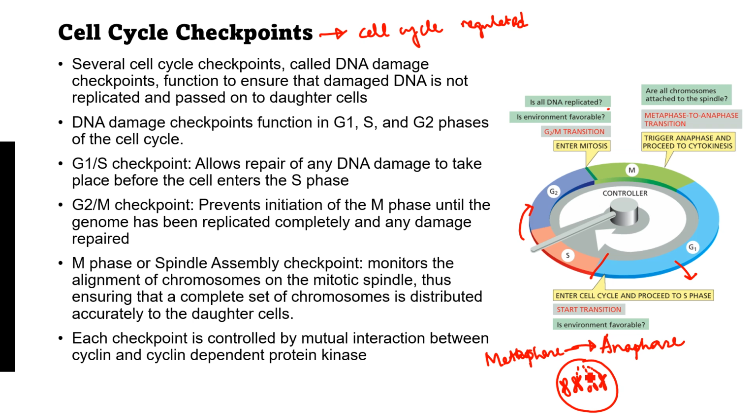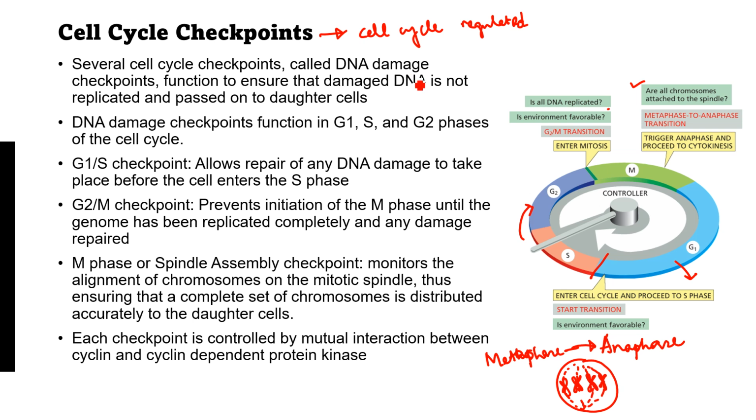So in the metaphase, what happens? The chromosomes align in the equatorial plane, and then in the anaphase, the chromatids get separated. So in the spindle assembly checkpoint, what does the cell check for? It checks whether all the chromosomes are aligned in the equatorial plane and whether all of these chromosomes have been attached to the spindle fiber. So it will check, are all chromosomes attached to the spindle, and once it checks that everything is okay, then only the cell is allowed to transition from the metaphase to anaphase. Okay. So this triggers anaphase and proceeds to cytokinesis.